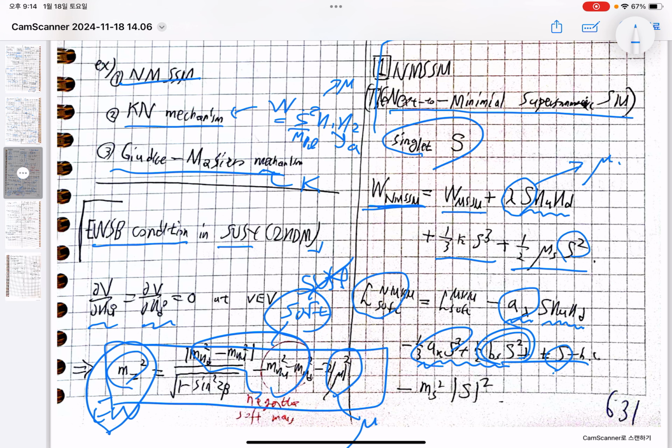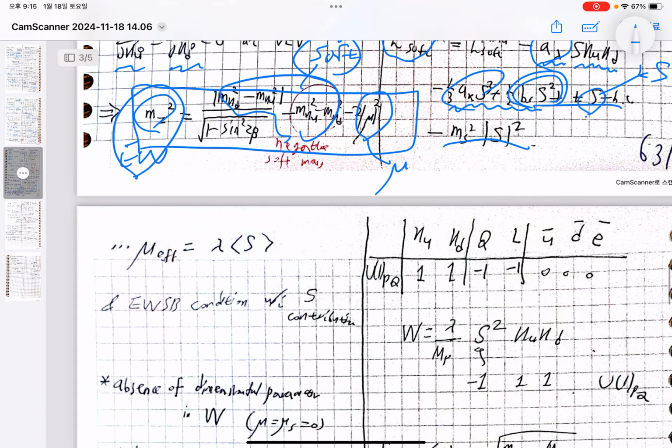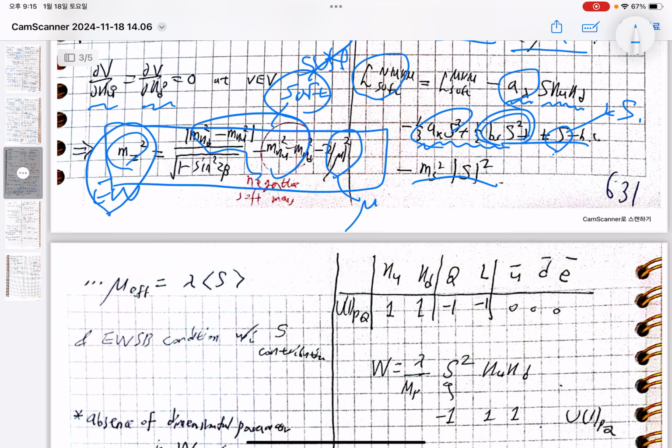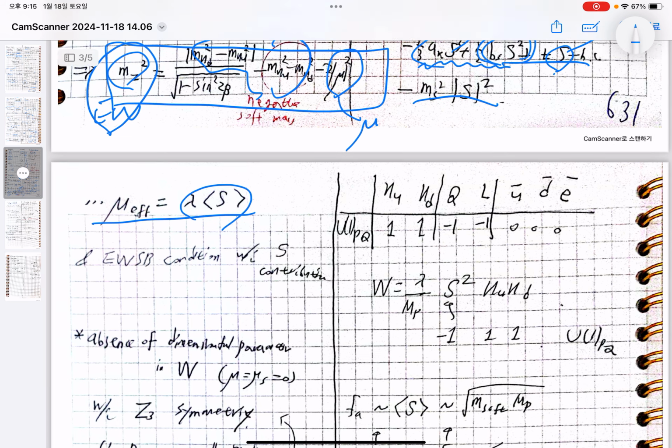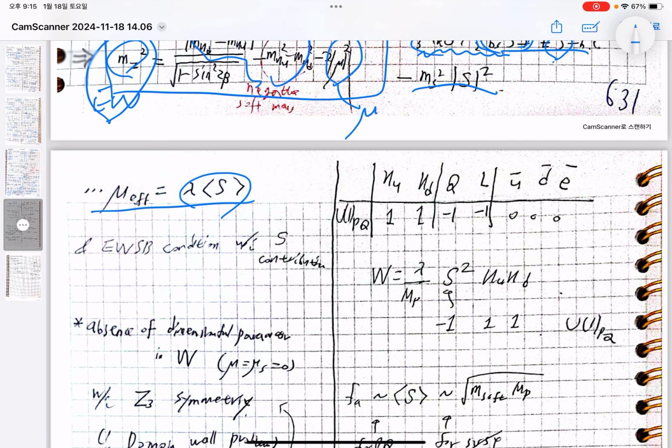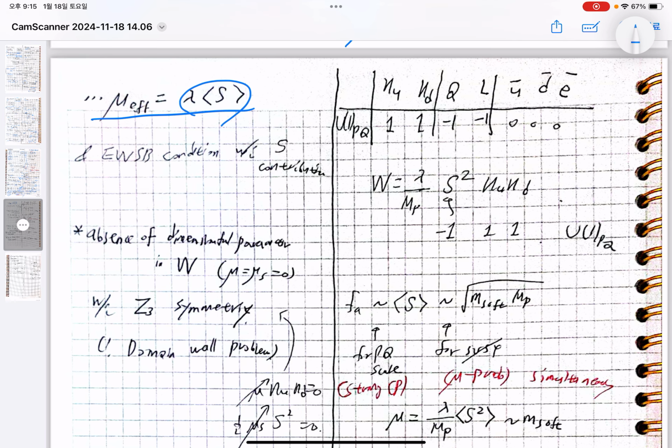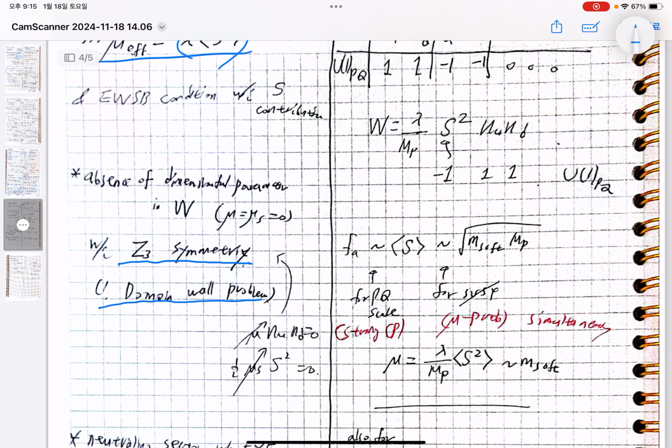So this S is a superfield here, and this S is just a scalar field here, and the soft scalar mass term will also be added. The effective mu term is generated through lambda S, and the scale of the mu term becomes similar to the soft mass scale. But there will be some problem: because of the linear term, a discrete Z3 symmetry will appear, and that might cause the domain wall problem in cosmology.